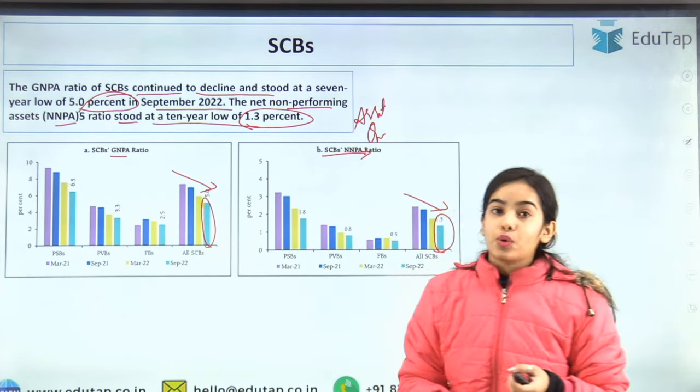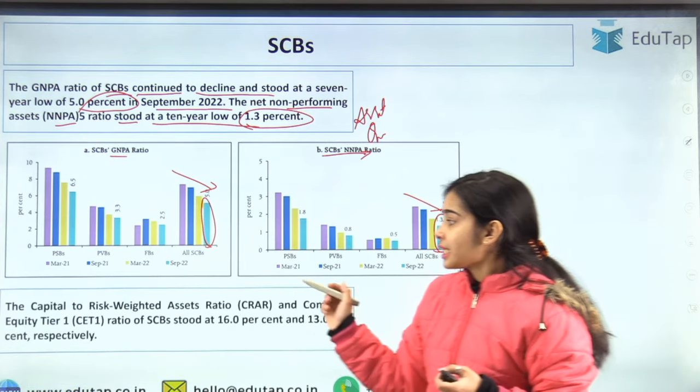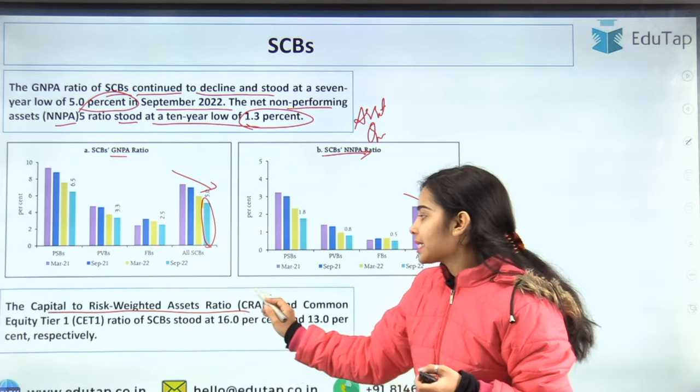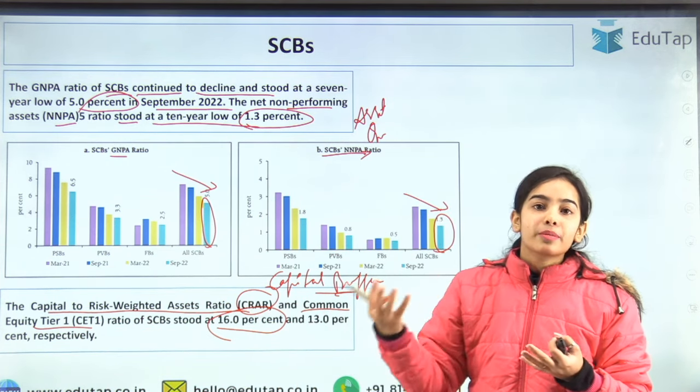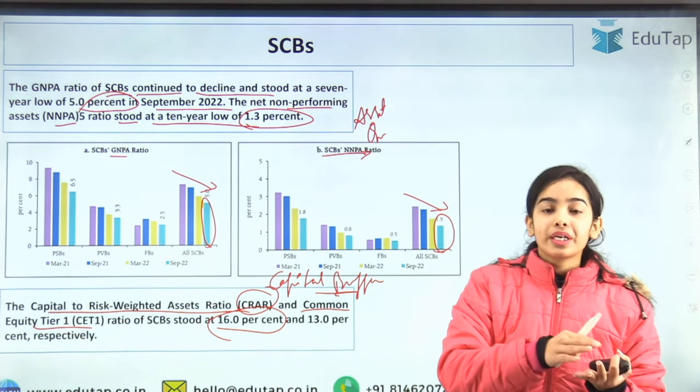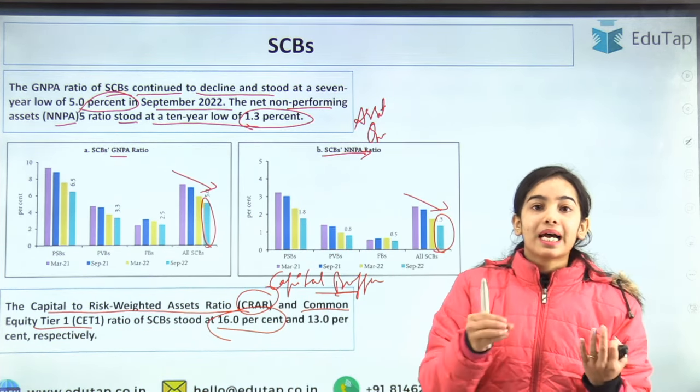So you have to remember this data point also. 7-year low, 10-year low, that is a big thing to achieve. The capital to risk weighted asset ratio, that is the capital buffer that we are keeping against the loans or the risk that we are taking. So the capital buffer that the banks are keeping against the risk that it is taking was also quite high. It was 16% for the scheduled commercial banks, and the common equity tier 1, that is the liquid assets, or the more liquid kind of capital that the banks are maintaining for the distress situation, was 13%.